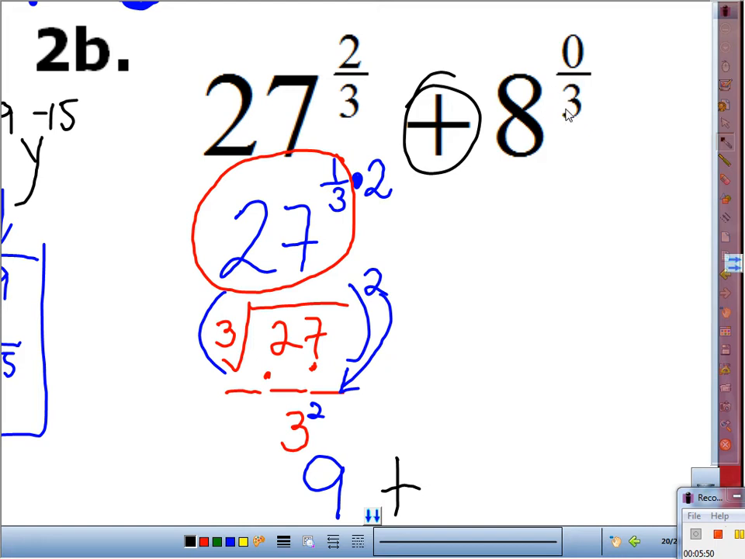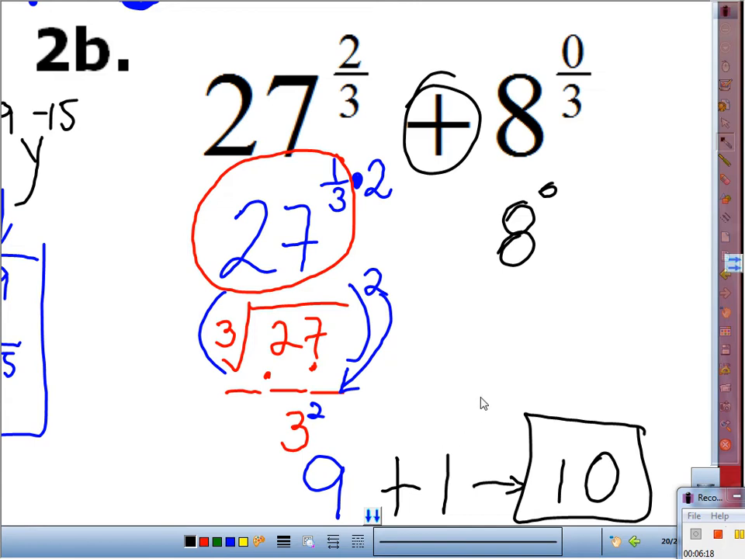What is 0 divided by 3? 0. So 8 to the 0. Any number to the 0 exponent is what? Tell your neighbor, please. 1. And repeat that again: any number to the 0 exponent is what? Tell your neighbor. 1 is correct. So therefore, 9 plus 1 is 10. Make a note for yourself, because some of you are still kind of confused or you forgot: any number to the 0 exponent is 1.